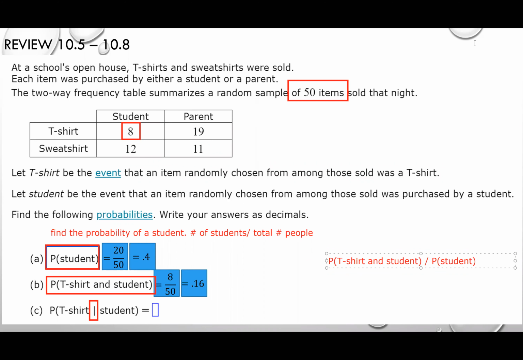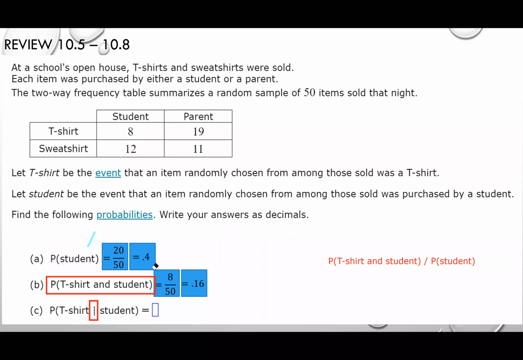Again, the purpose of them giving you this problem is this, ladies and gentlemen. To find part C, all you need to do is take the t-shirt and student probability, which is 0.16, divided by the new denominator, which is the probability of a student, 0.4. Basically, take part B divided by part A, and that will give you the answer, which is 0.4.